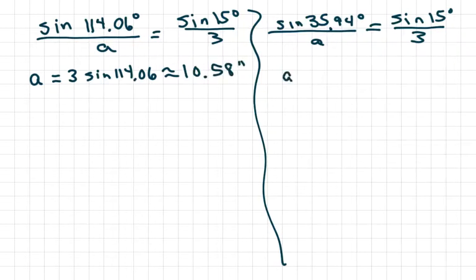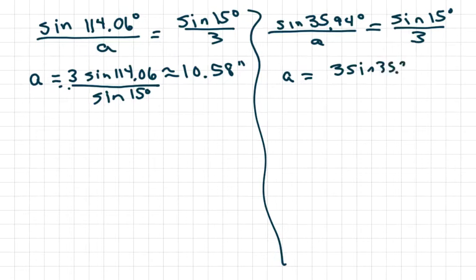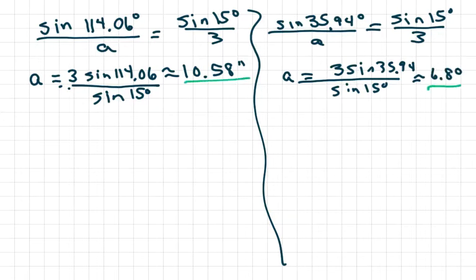Or you have A equals 3, whoops, I forgot to put this over sine of 15. So you have 3 sine 35.94 over sine of 15, which is approximately 6.8 inches. So we have two different values here. Therefore, the approximate distance from the piston to the center of the crankshaft is either 6.80 inches or 10.58 inches. Thank you and have a nice day.